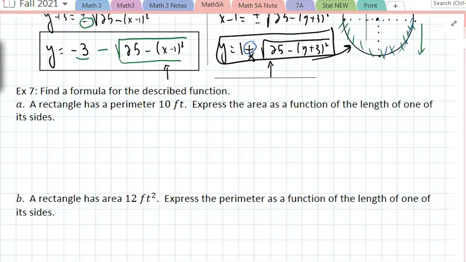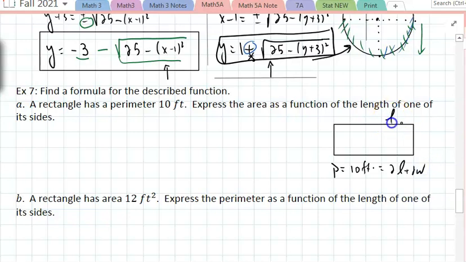This is a must. You want to find a formula in terms of one unknown for starters. That is, a rectangle has a perimeter is 10 feet. Well, we know that is twice the length plus twice the width. Express the area. We know the area of a rectangle is length times width. That depends on two unknowns, length and width, as a function of the length. So as a function of the length of one of its sides, you pick which one you like. So let's say I want to get rid of length. This is where this first piece of information comes in handy.